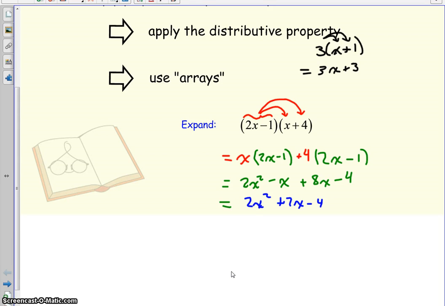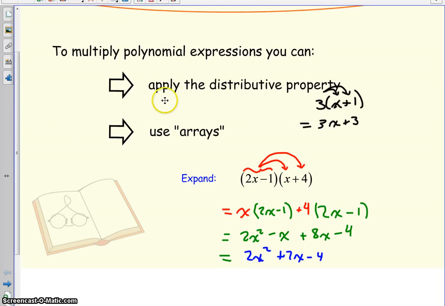It can get a little bit tricky, at least messy to write out algebraically because there's a lot going on, a lot of expanding and simplifying. So instead of using the distributive property, you may have seen a way called using arrays. I'm going to do this exact same problem using arrays, just to show you how that works.